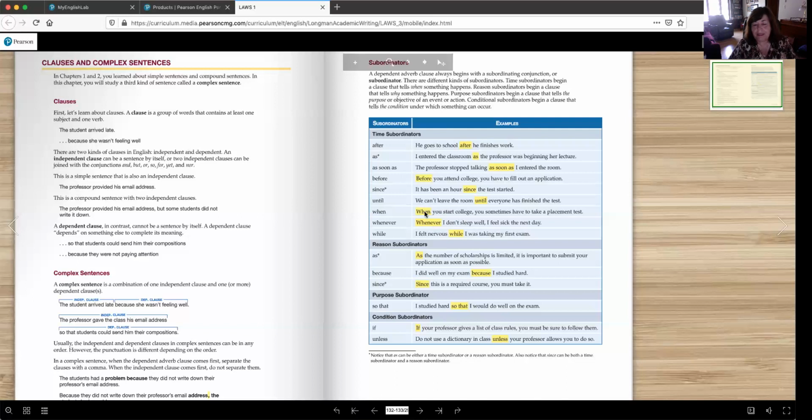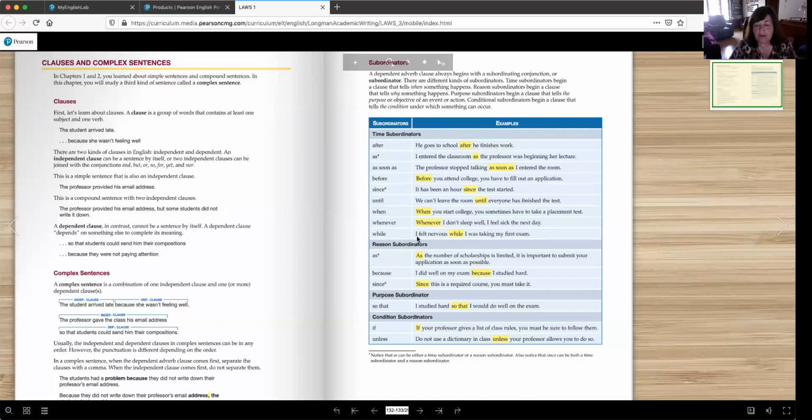It would not make sense to put whenever here. Whenever you start college, you sometimes have to take a placement test. The reason whenever would not go here is because you have the word sometimes. If this word said always, then we can say, whenever you start college, you always have to take a placement test. That would be okay. Whenever means every time, each time, okay?